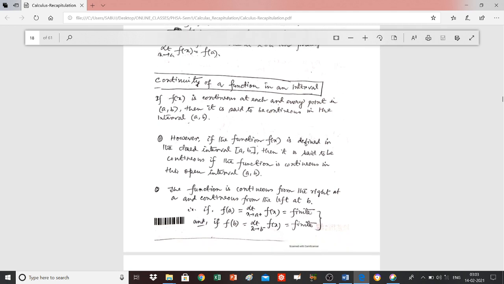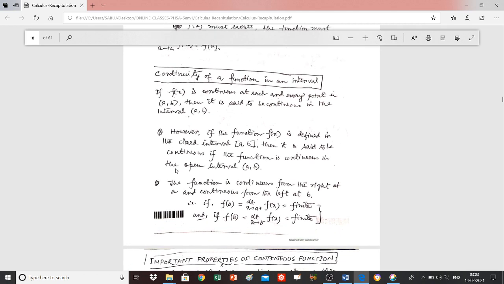However, if the function f(x) is defined in the closed interval [a, b], then the function is also said to have continuity if it is continuous in the open interval (a, b). So if you are given a closed interval, just check whether the function is continuous in the open interval. If it is, then you can conclude that the given function is continuous in that interval.